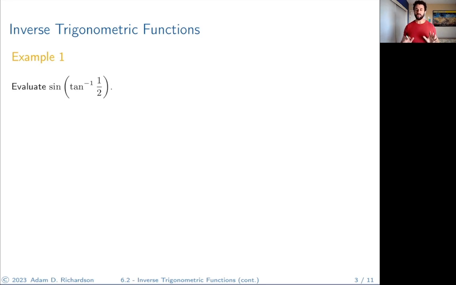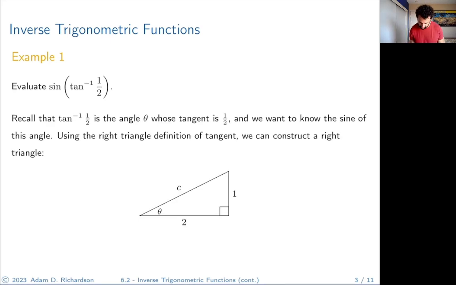Well, we need to remember what tangent inverse is. So tangent inverse of 1/2 is the angle that has a tangent of 1/2, right? So it's the angle whose tangent is 1/2. But now we have a reinterpretation of what tangent is. Tangent is opposite over adjacent, SOHCAHTOA, right? So you've got to remember SOHCAHTOA. Tangent is opposite over adjacent. But because tangent is 1/2, we know immediately that we have a right triangle where the opposite leg is 1 and the adjacent leg is 2. There we go.